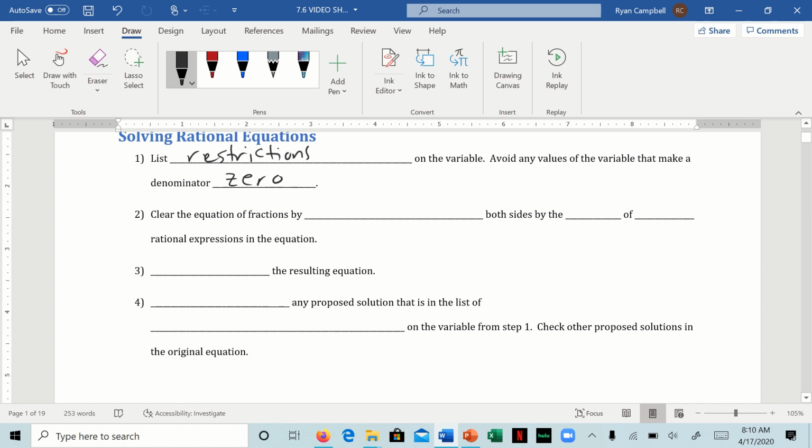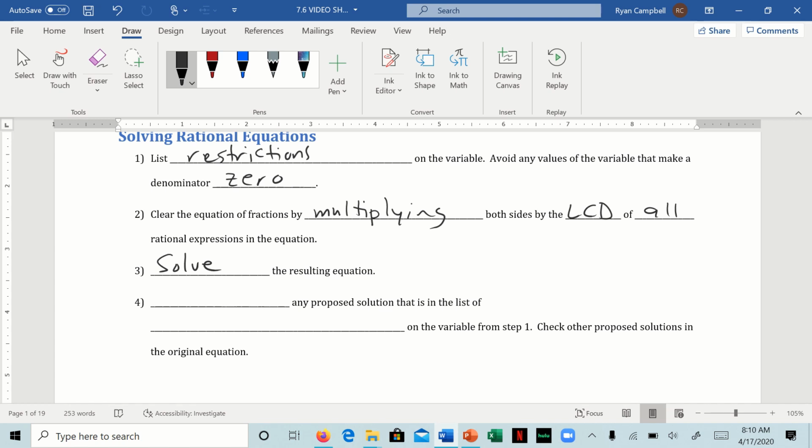Second, we're going to clear the fractions by multiplying both sides by the least common denominator of all the rational expressions. So remember, rule 1, fractions suck, get rid of them. Number 3, then we just solve the resulting equation.